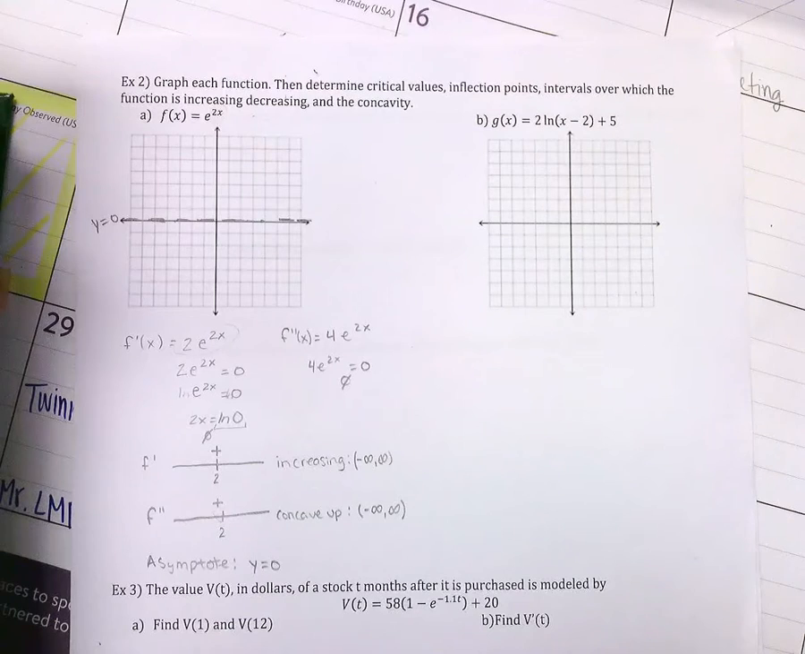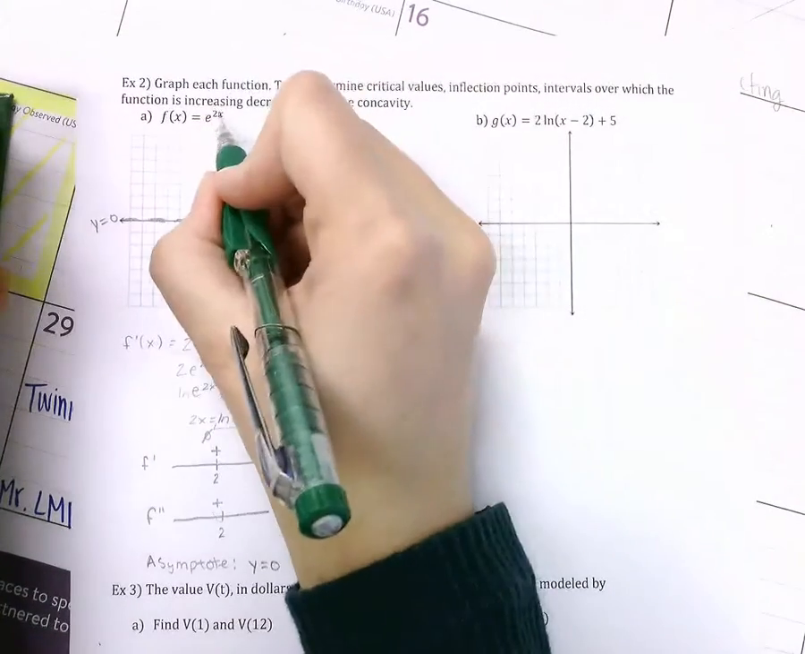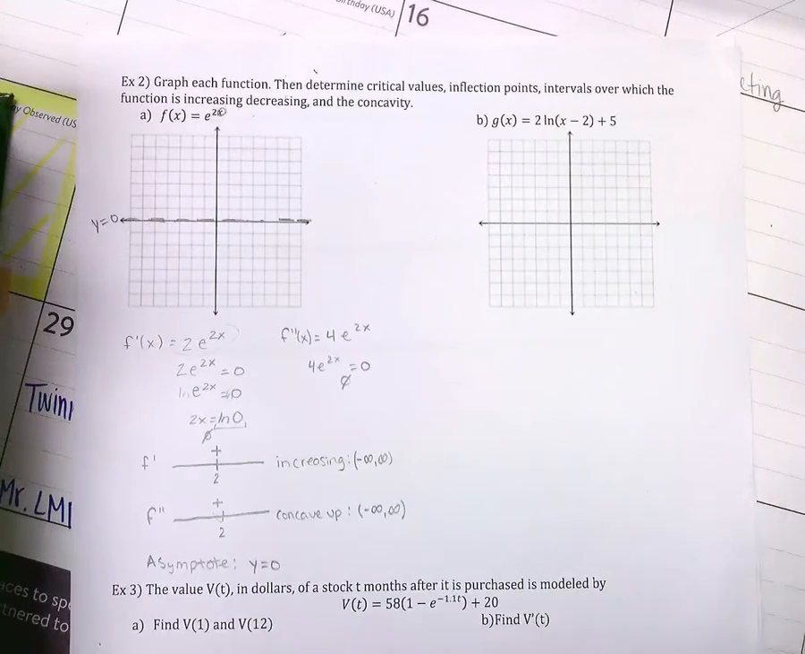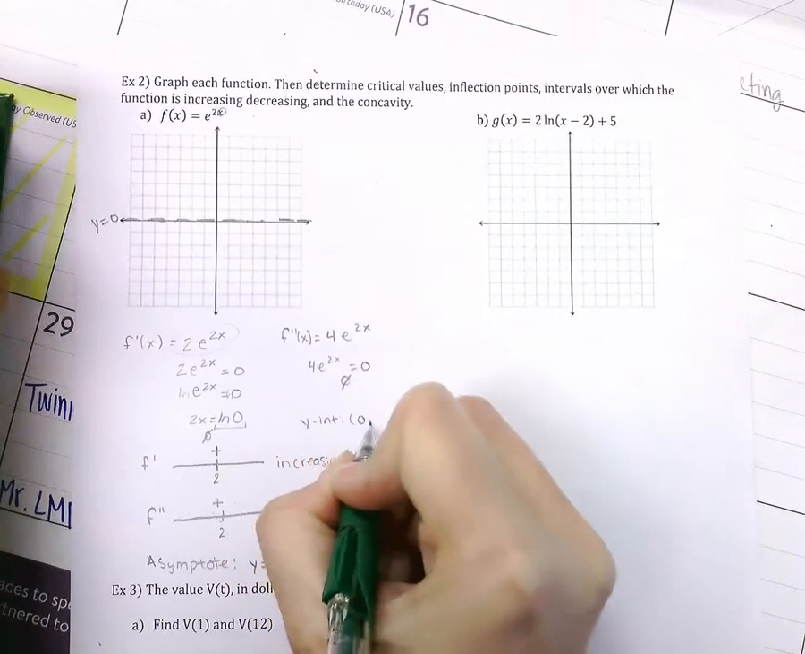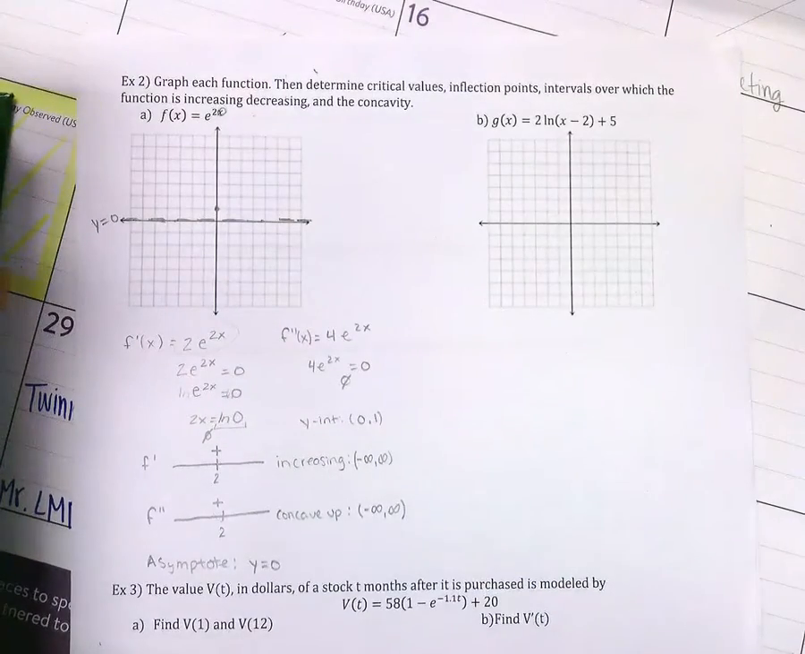We could find some intercepts to graph. We know we won't have an x-intercept, so don't bother. Just find your y-intercept. For your y-intercept, you would just plug 0 in for x. So that's e to the 0. What's that? 1. So you have a y-intercept of (0, 1).